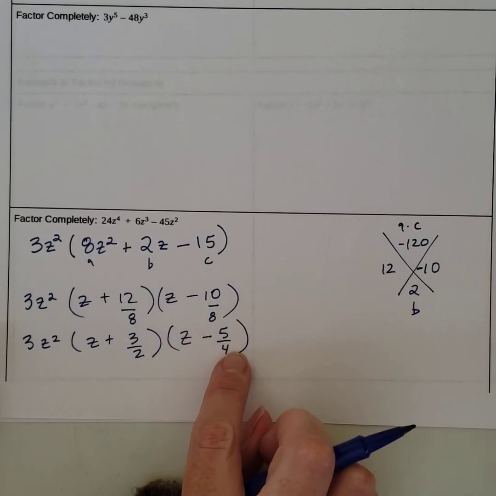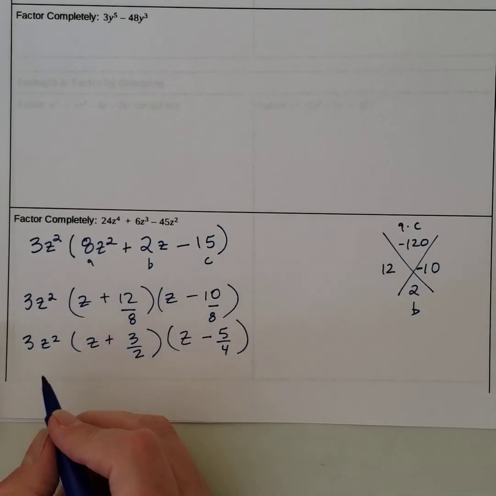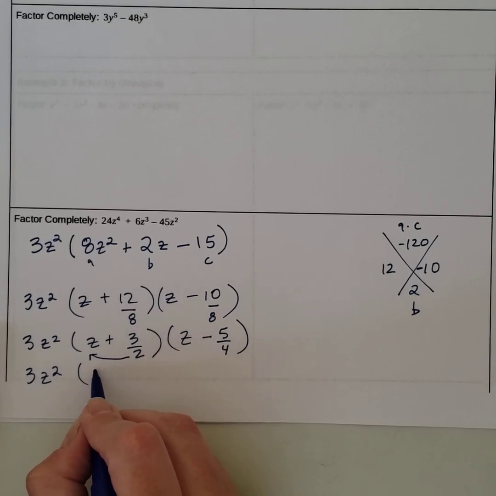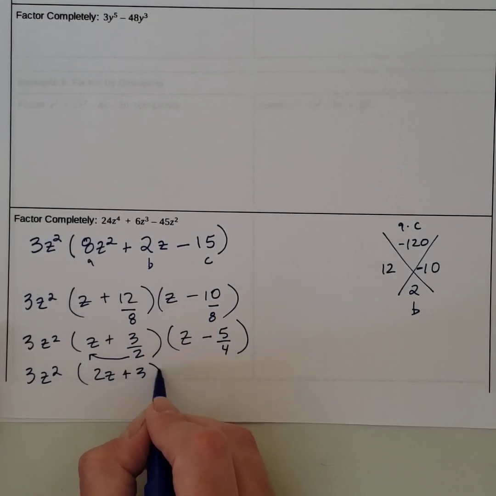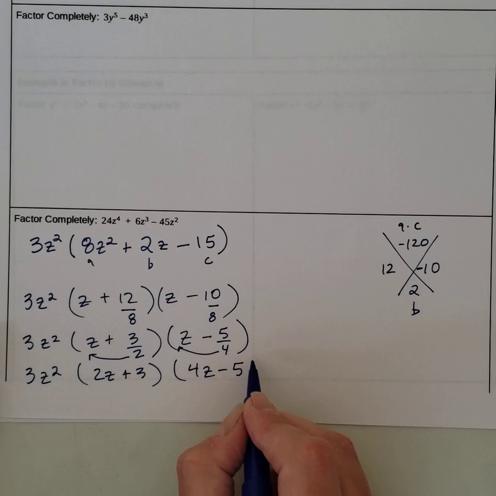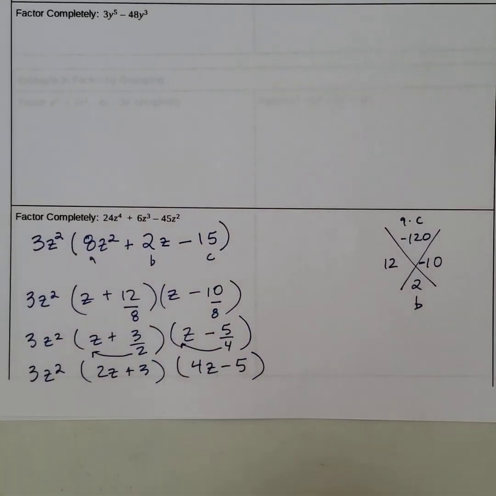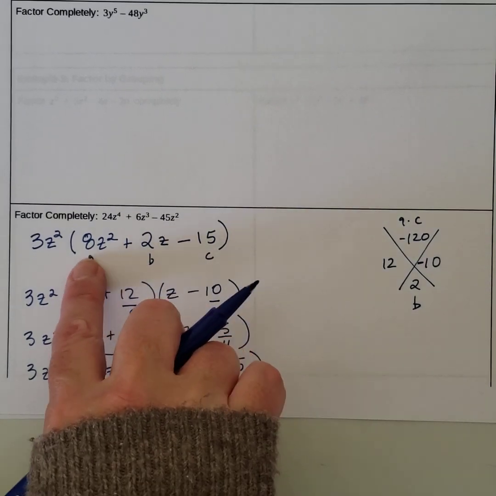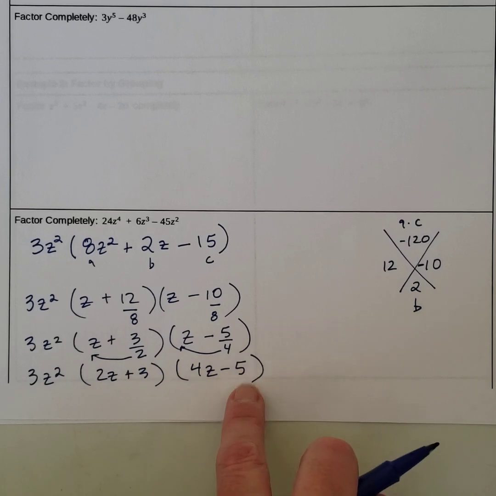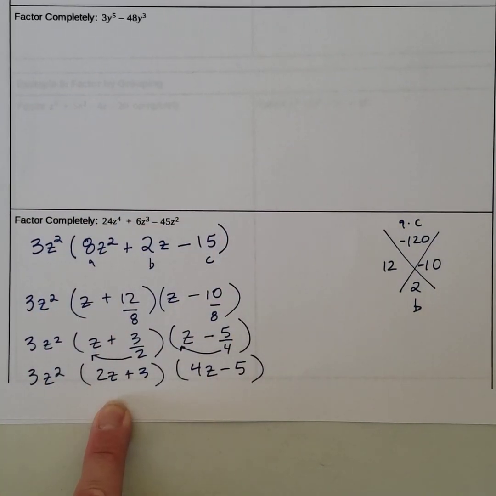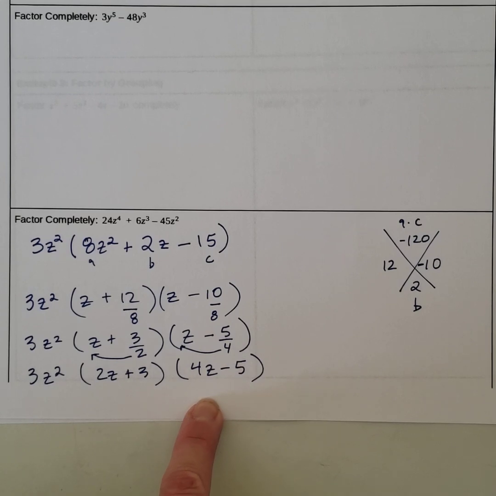We don't want to leave a fraction, so we swing the denominator in front. So we have 3z squared, swing this front, 2z plus 3, swing the 4, 4z minus 5. And just to do a quick check, we have 4z times 2z, which gives us the 8z squared, and 3 times negative 5 gives us the negative 15. So we have factored this completely: 3z squared times 2z plus 3 times 4z minus 5.